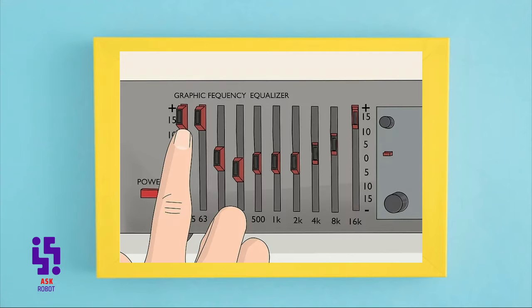For example, if you wanted to boost audio in the 100 Hz frequency range, you'd either push the 100 Hz slider upward, analog, or click and drag it upward, digital. Or, to cut the 1 kHz frequency range, you'd slide or click and drag down below the horizontal line.